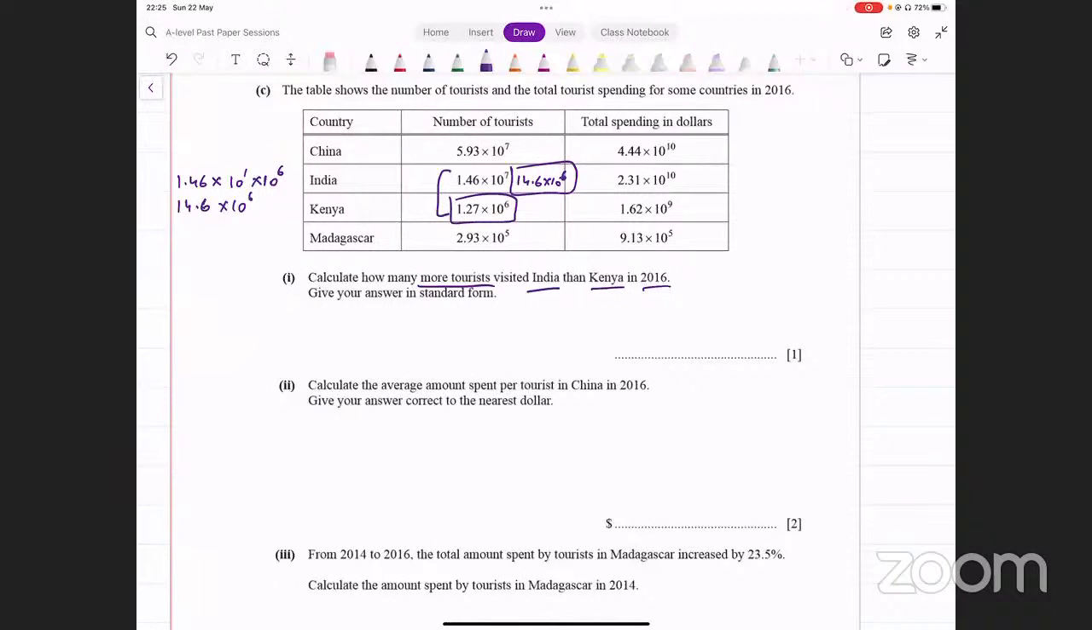14.6 में से 1.27 minus कर दें. That gives me 13.33 into 10 raised to power 6, but this is not standard form. Standard form के अंदर decimal से पहले आपको सिर्फ एक single number चाहिए होता है. तो आपको क्या करना पड़ेगा, इसको आपको उस फॉर्म में कन्वर्ट करना पड़ेगा, and it will become एक decimal आप यहाँ पे इधर लेकर आओगे लेफ्ट साइड के ऊपर, so it's going to become 1.333 into 10 raised to power 7, and that's going to be your final result.